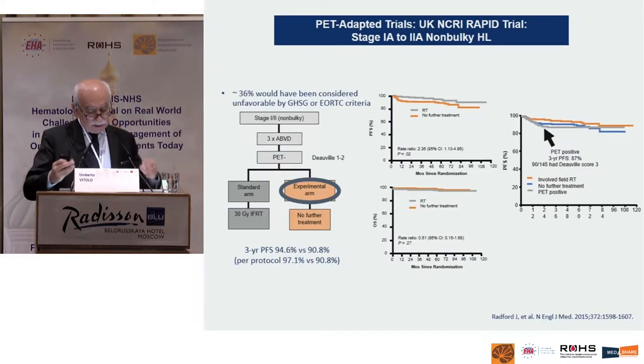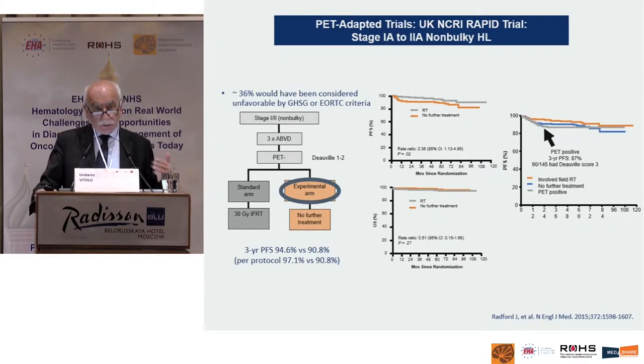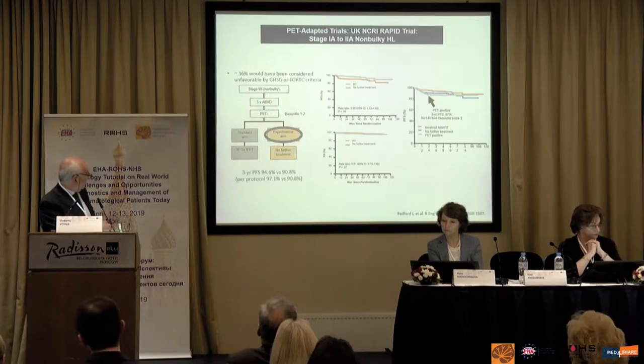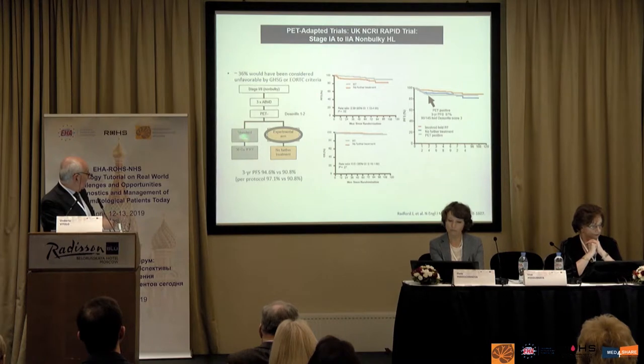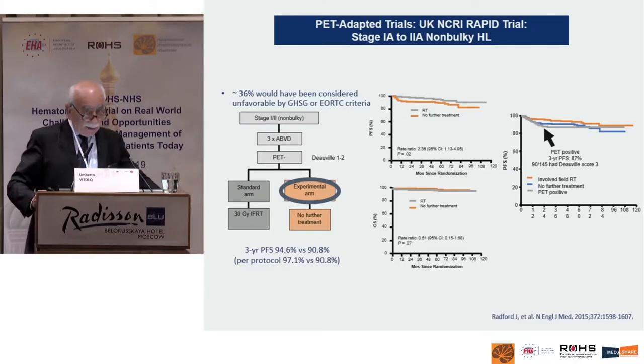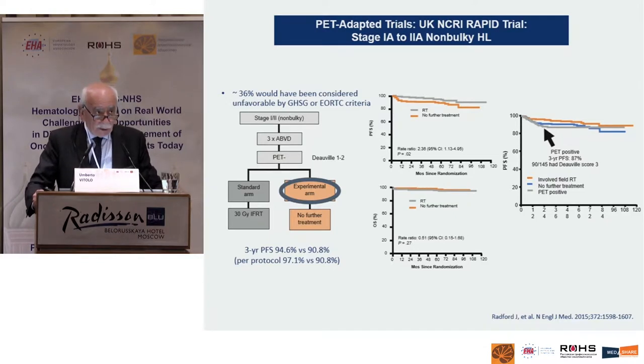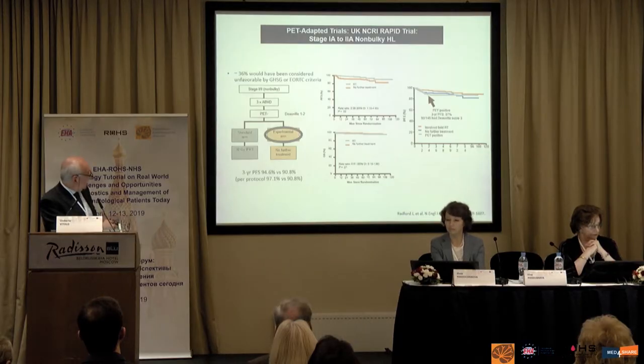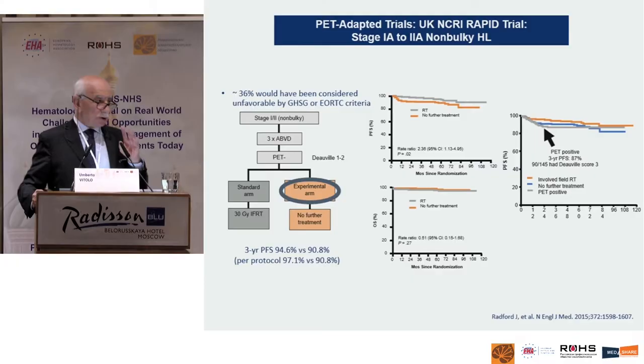Another study that tried to address the same concept, trying to avoid radiotherapy, is the RAPID study by the UK group. The patients were randomized in this study, after 3 ABVD, to receive consolidation radiotherapy of 30 gray, or in the experimental arm, no further treatment. This was a non-inferiority study, and again, the primary endpoint was not met because the patients who were not treated with radiotherapy had a higher incidence of relapse compared to the patients who were treated with radiotherapy. However, the overall survival was not different in these patients.